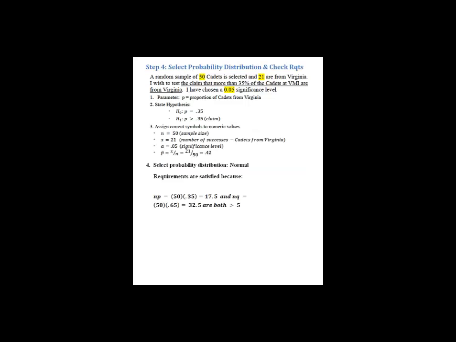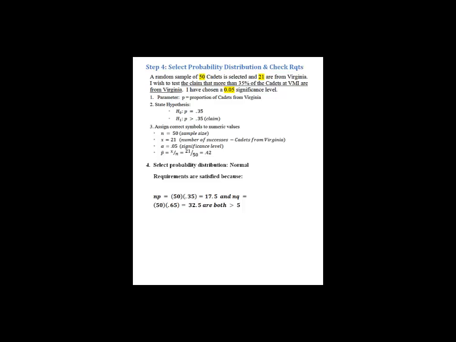Going on to the next step, now that I know the parameter that I'm using, a p, I know my null and alternate hypothesis, and I've gathered all the significant numbers from my problem statement, I need to select my probability distribution.